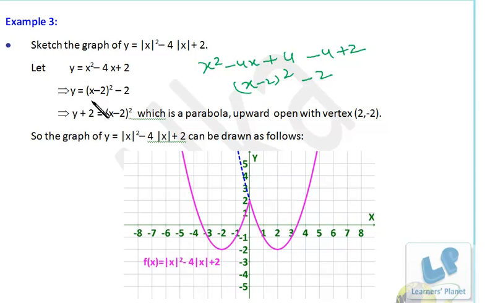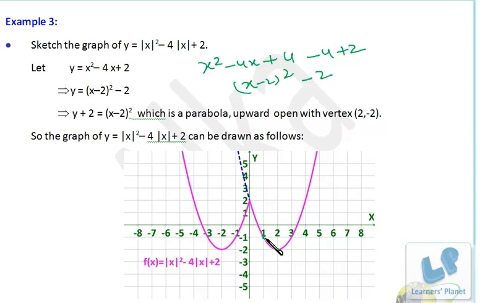Now if you are having x as 2, right? If x is 2, y will be minus 2. That's when x is 2, y will be minus 2. That is the minimum value of this function. If you are having x as 1, then y will be 1 minus 2 whole square, that is 1 minus 2, that is minus 1, right? So if you are having x as 1, y will be minus 1.